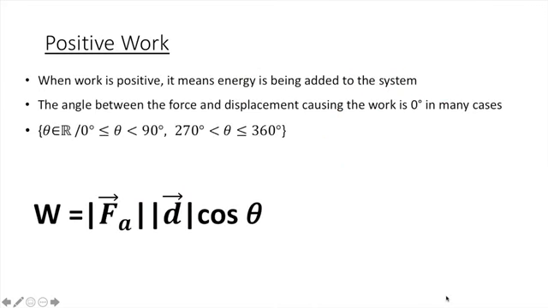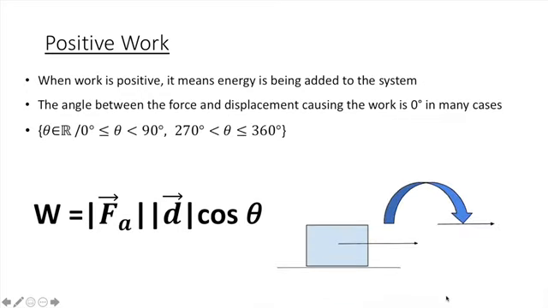When work is positive, it means that energy is being added to the system. Also, the angle between the force and its associated displacement must be greater than or equal to 0, but less than 90 degrees, or greater than 270 but less than or equal to 360 degrees. This is because all of these values for theta produce positive cos values, which result in positive work.